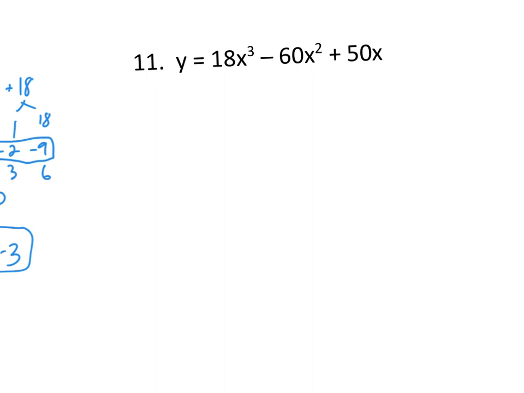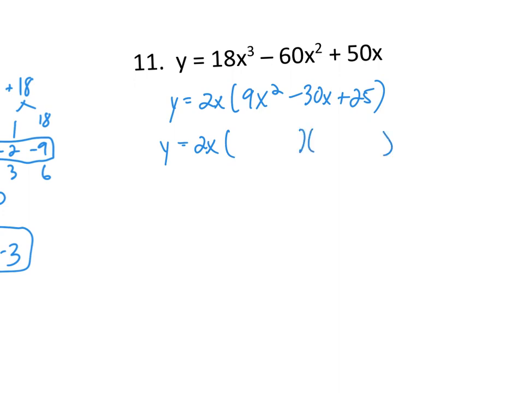All right, number 11. Let's see, 18, 60, and 50 are all divisible by 2 for sure. I think that's it. And with an x, we can pull out an x. So this would be y equals 2x, and then we'd have 9x squared minus 30x plus 25. And this one's going to be a little bit trickier to factor. So 9x squared could be 9x and 3x, or 9x and 1x, or 3x and 3x.